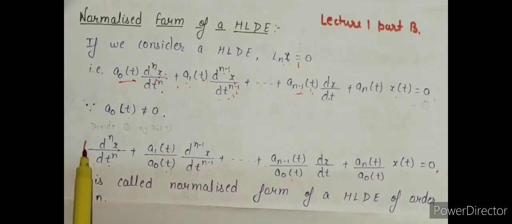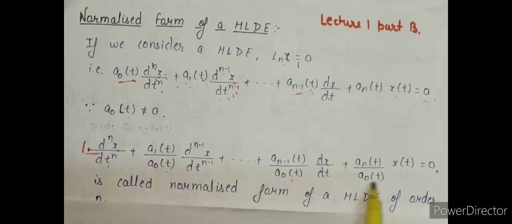When there is coefficient 1 here, this homogeneous differential equation is known as the normalized form of a homogeneous linear differential equation, and here the order of this differential equation is n, so I will say this is the normalized form of a homogeneous linear differential equation of order n.